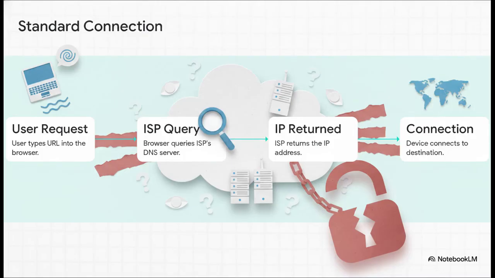So, here's how a standard connection actually plays out step by step. You type a URL into your browser, and your device asks your Internet Service Provider, or ISP, for directions. The ISP's DNS server looks up the IP address and sends it right back, so your device can connect to the destination. But here's the catch, and it's a big one. In a normal setup, those standard DNS queries are completely unencrypted. That means your ISP, or honestly anyone snooping around your network, sees exactly which websites you are asking to visit.